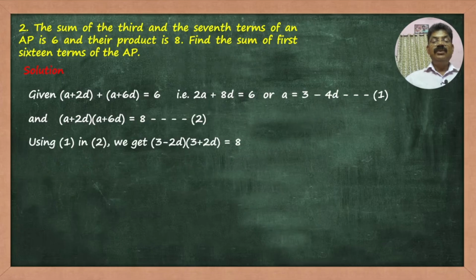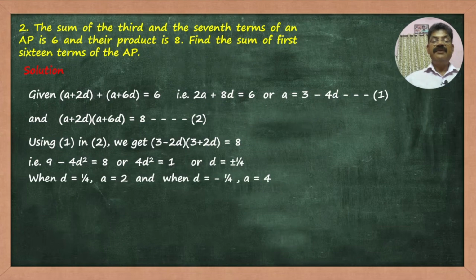Using 1 in 2, we get d is equal to plus or minus 1 by 4. So when you have two values for d, naturally by 1 you will have two values for a also. So when d is equal to 1 by 4, a is equal to 2. And when d is equal to minus 1 by 4, a is equal to 4.